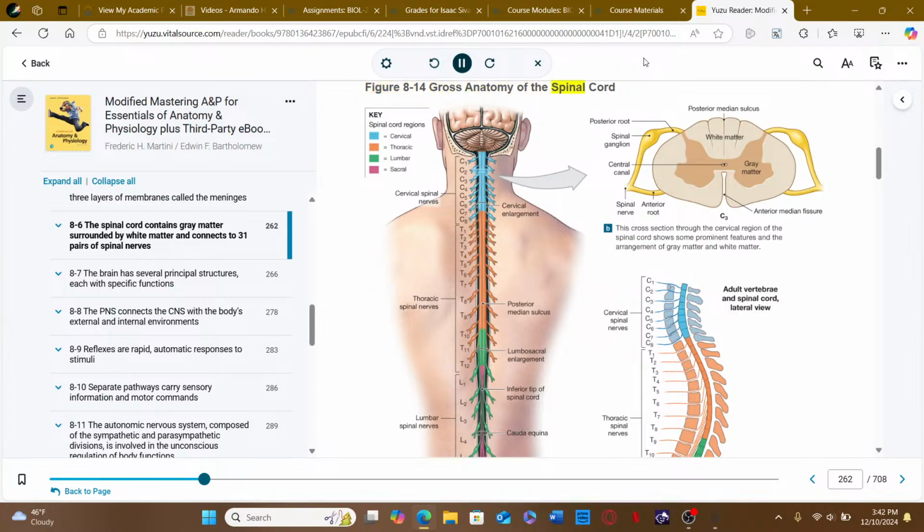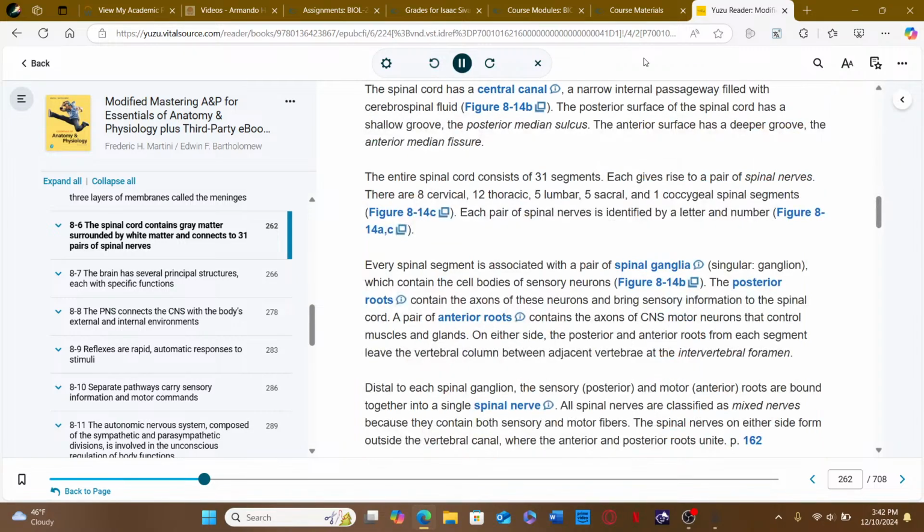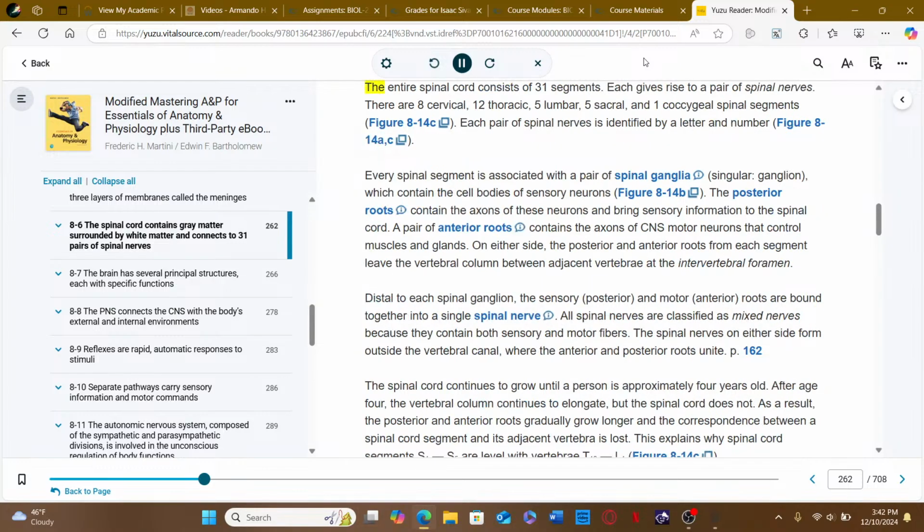Figure 8-14 Gross anatomy of the spinal cord. The cervical, thoracic, lumbar, and sacral regions of the spinal cord are labeled. The spinal cord has a central canal, a narrow internal passageway filled with cerebrospinal fluid, figure 8-14b. The posterior surface of the spinal cord has a shallow groove, the posterior median sulcus. The anterior surface has a deeper groove, the anterior median fissure.